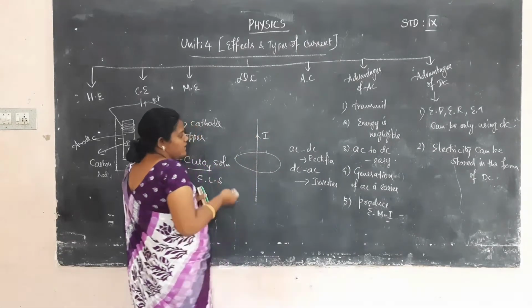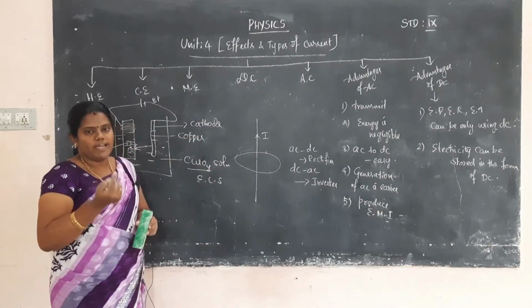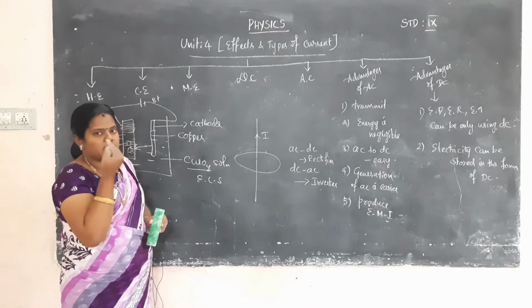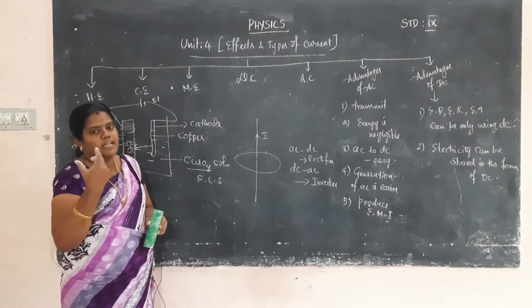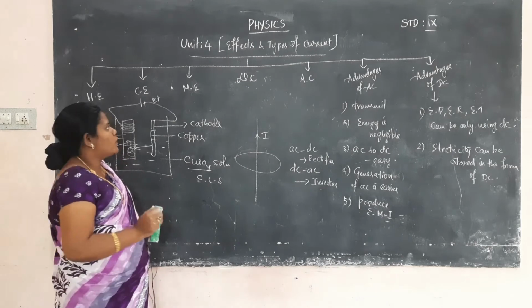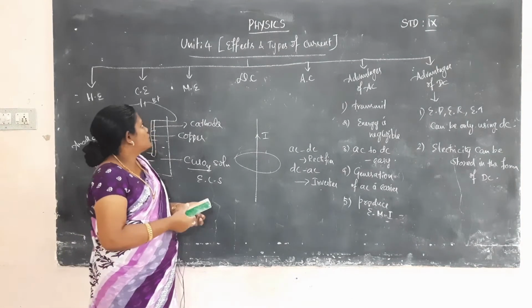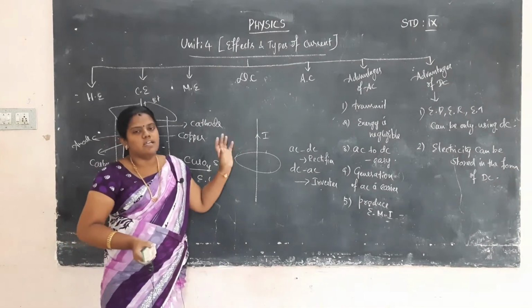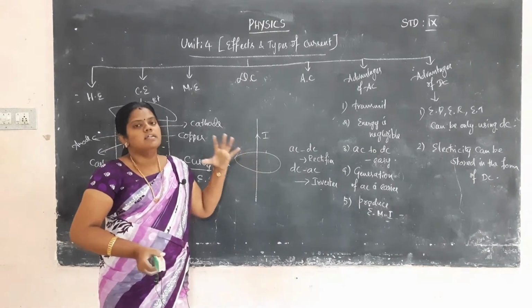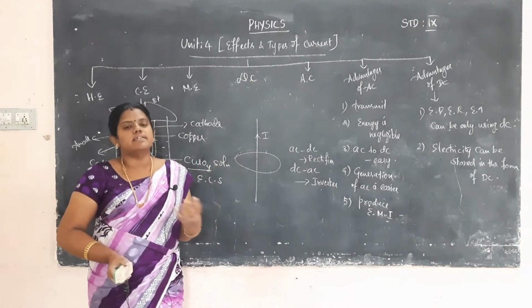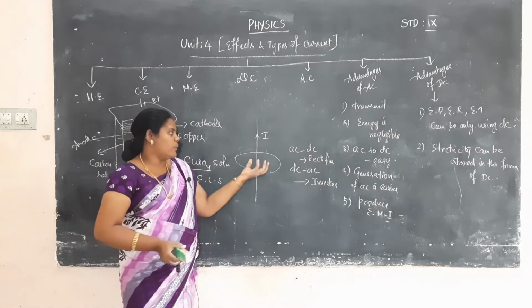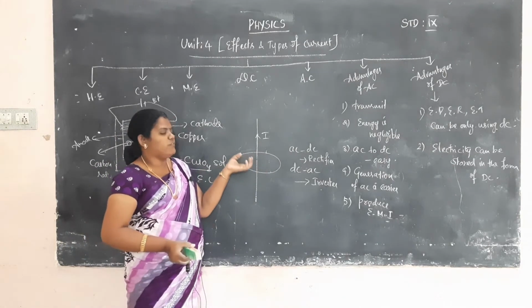Magnetic field means that when current passes through a wire, some magnetic effect, some magnetic power, is created in its surroundings. That is called the magnetic effect of current. So the magnetic effect of current is nothing but current flowing through a conductor, and the magnetic field is created around the wire. That is called the magnetic effect of current.